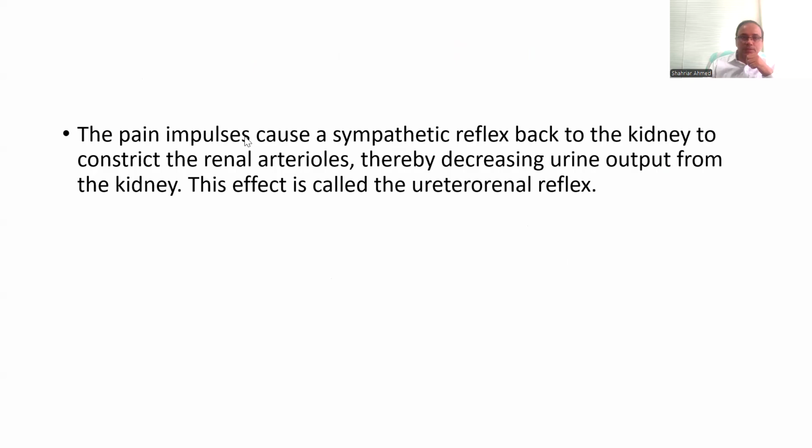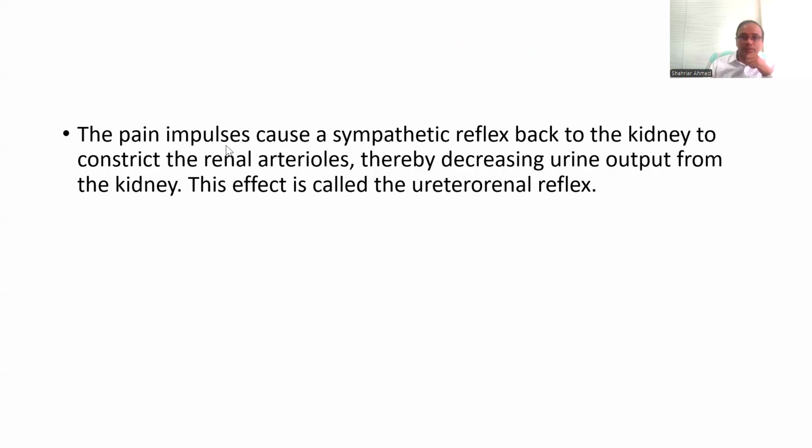The pain impulse causes a sympathetic reflex back to the kidney to constrict the renal arterioles, thereby decreasing urine output from the kidney. This effect is called ureterorenal reflex. So, what is ureterorenal reflex? It goes from ureter to renal.